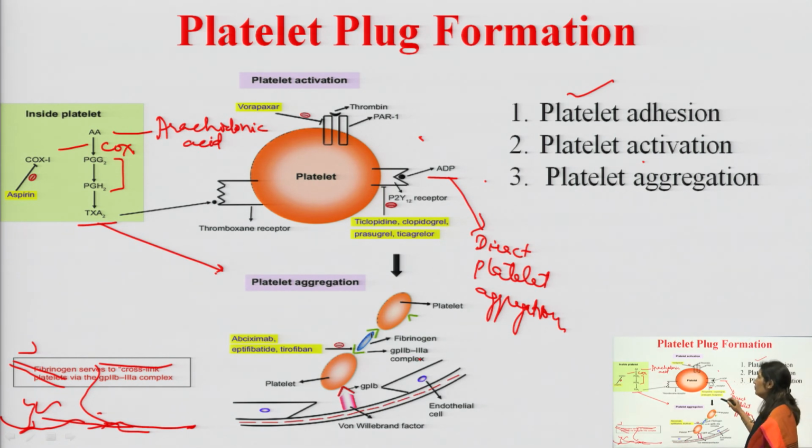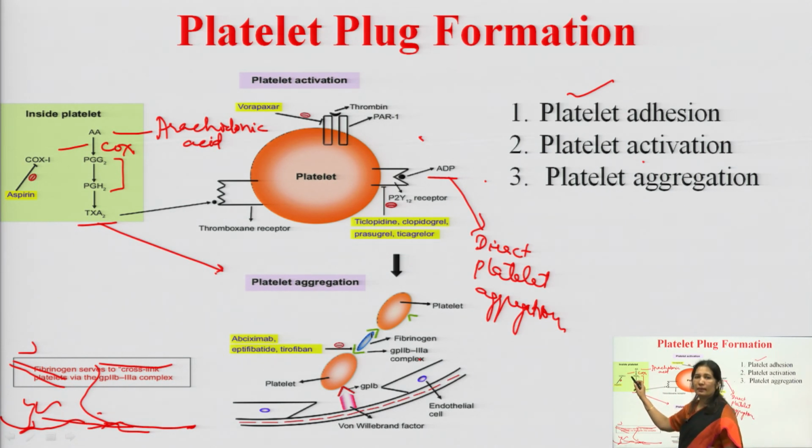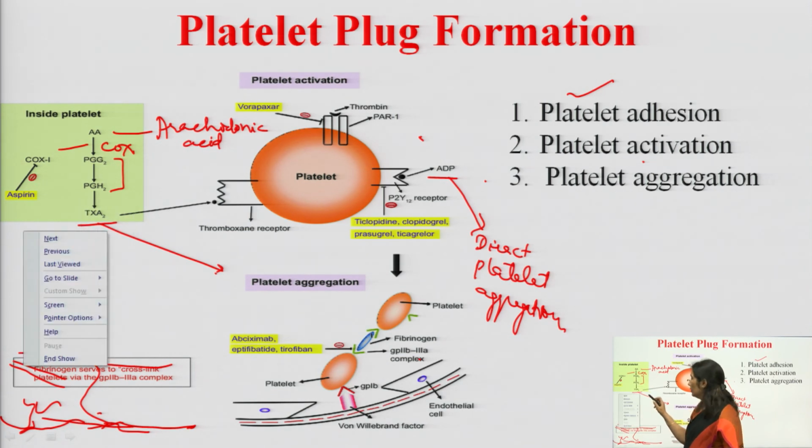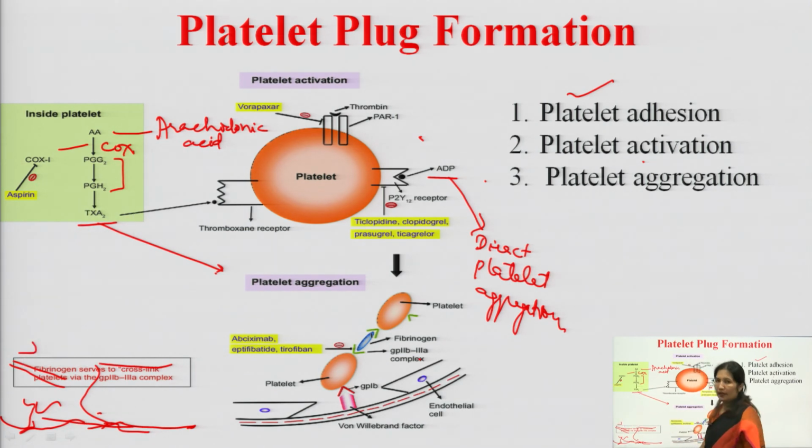In this diagram only, we will understand the mechanism of various drugs. Aspirin is a COX inhibitor, an irreversible COX inhibitor. So it will inhibit the generation of thromboxane. So thromboxane will not be formed, and there will be no platelet aggregation. This is the first, low dose of aspirin. At high dose, aspirin also inhibits prostacyclin.